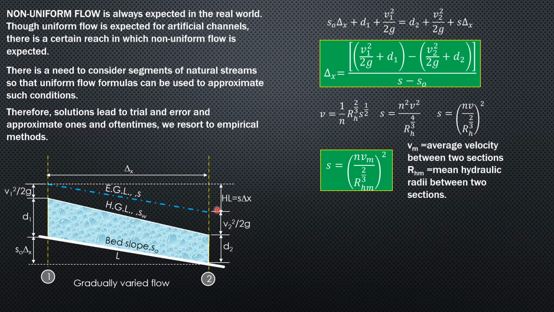Then you have to consider another two depths again. It may be D2 and D3, so you have another delta x, and so on until it ends. And you can compute the total length from section 1 to the last section. That's it for non-uniform flow.